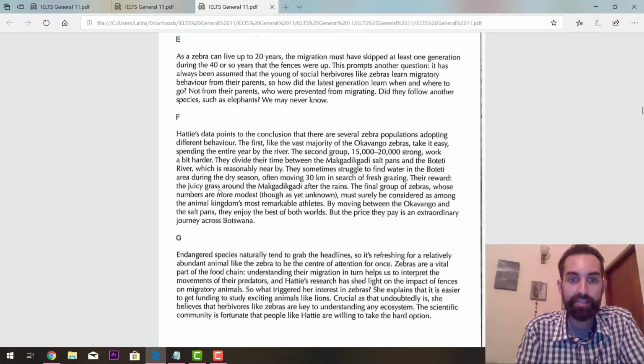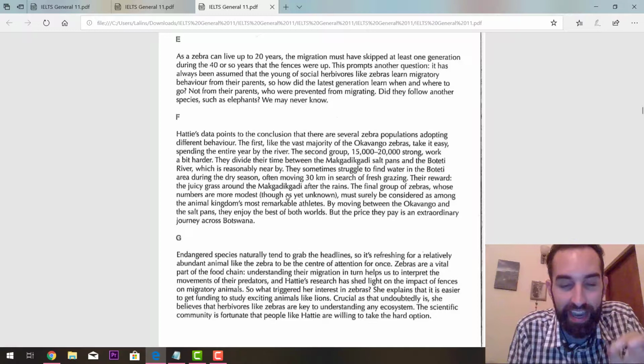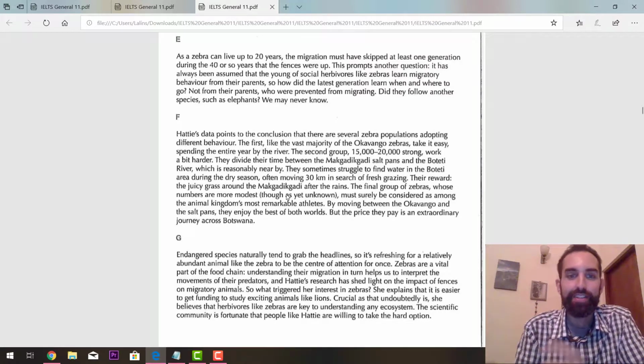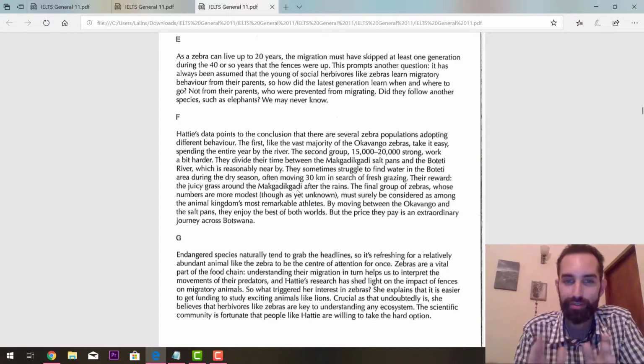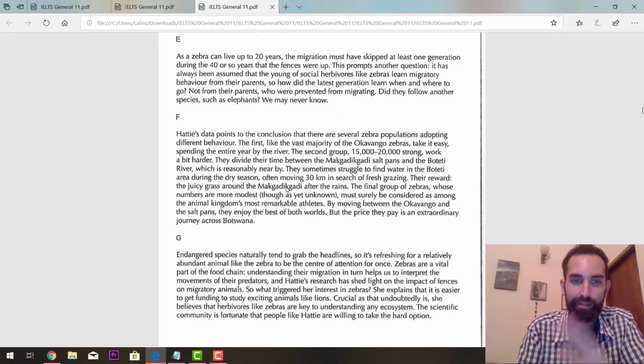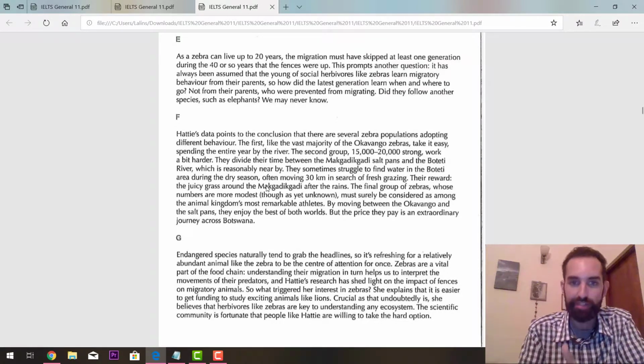The juicy grass around the Makgadi after the rains. Sorry, that word trips me up. It's a very strange use of syllables there. Don't worry, that word isn't something you need to know in general. That is an African word, so if you have trouble pronouncing it, don't worry, most people will, unless you're from that region.